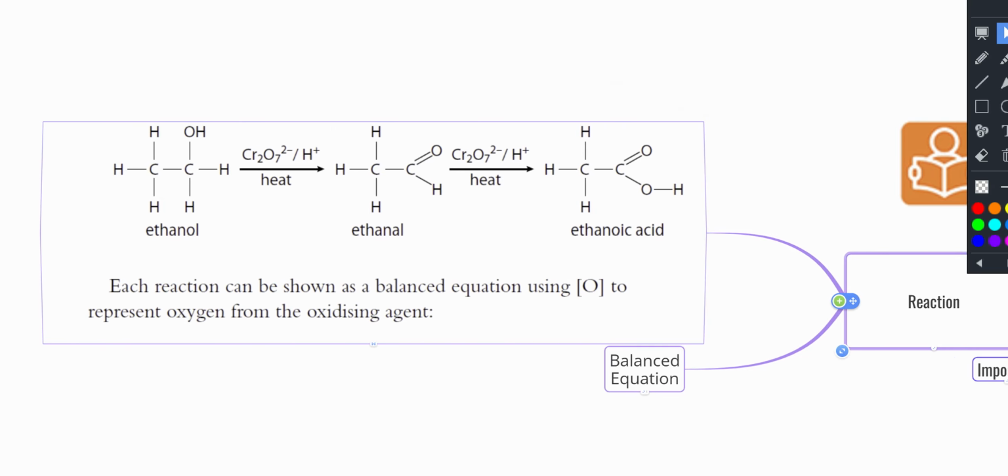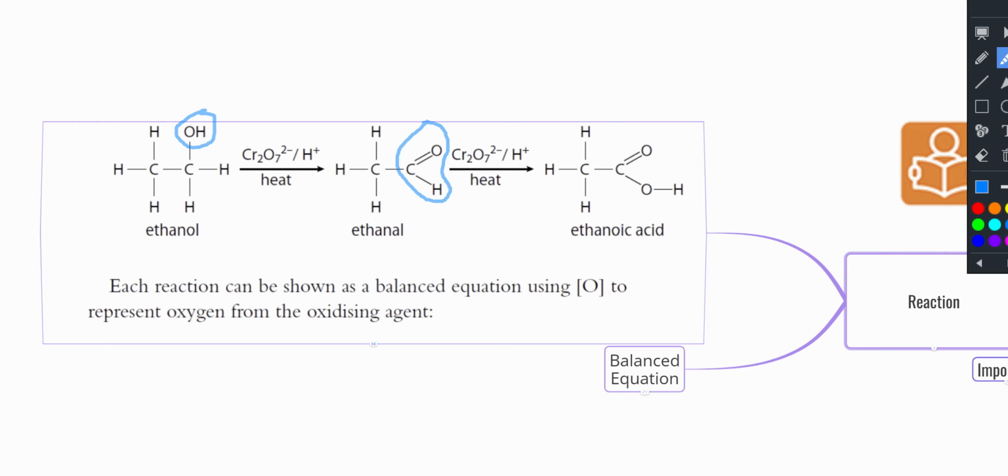As you can see, there is a reaction that is shown, and we know that all alcohols have the functional group OH. So I'm going to circle the OH group. We have seen that ethanol is getting changed into ethanal, which is an aldehyde. And we know that ethanal is an aldehyde because it has the presence of the CHO functional group.